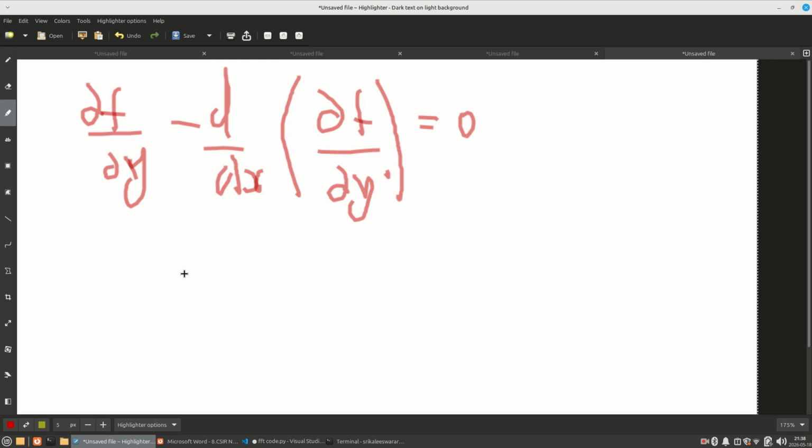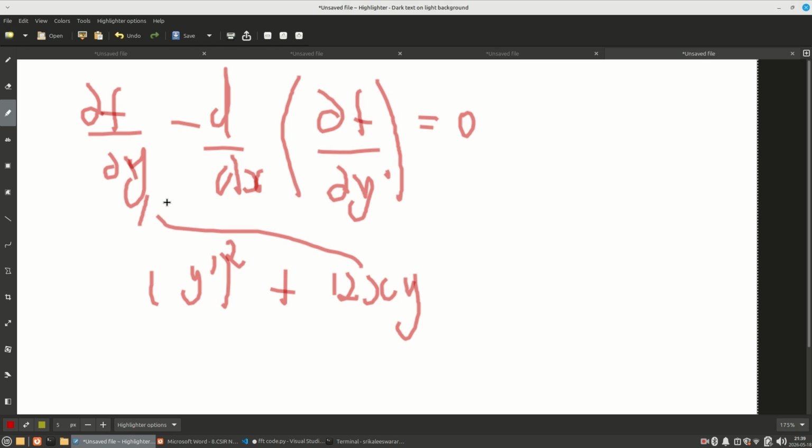Here we have to find the equation itself. In the equation we have the format: y dash the whole square plus 12xy. We already know y dash is dy by dx. We substitute these values here in the equation. This value goes here, this goes here. For this value we have to differentiate it once again, because of dou y dash, we have to differentiate it once again.